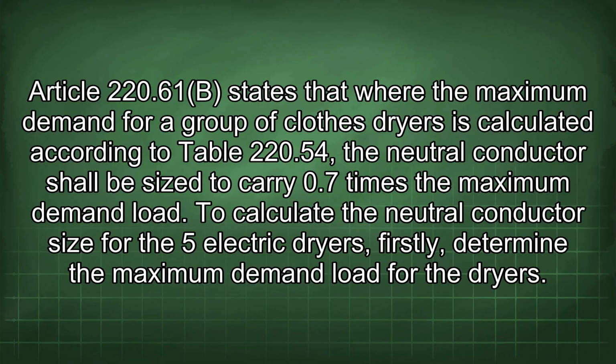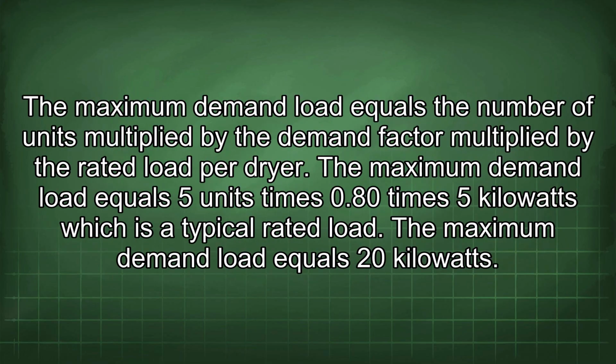To calculate the neutral conductor size for the 5 electric dryers, firstly determine the maximum demand load for the dryers. The maximum demand load equals the number of units multiplied by the demand factor multiplied by the rated load per dryer. The maximum demand load equals 5 units times 0.80 times 5 kilowatts, which is a typical rated load. The maximum demand load equals 20 kilowatts.